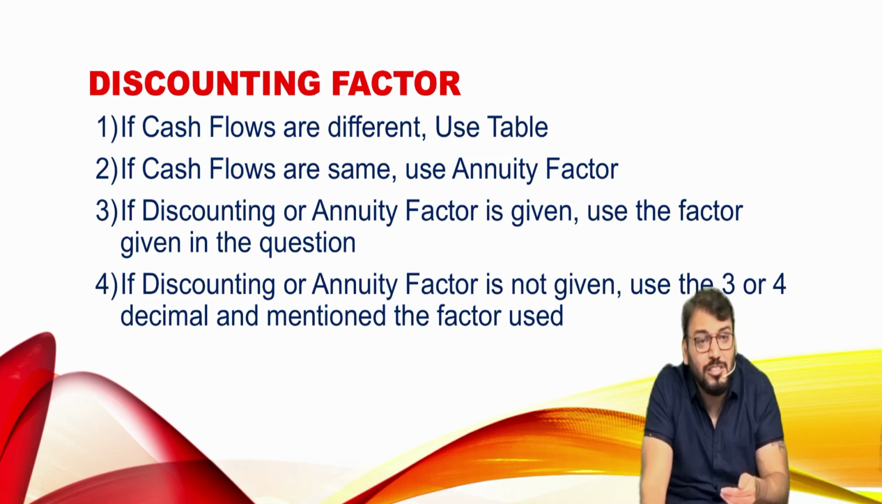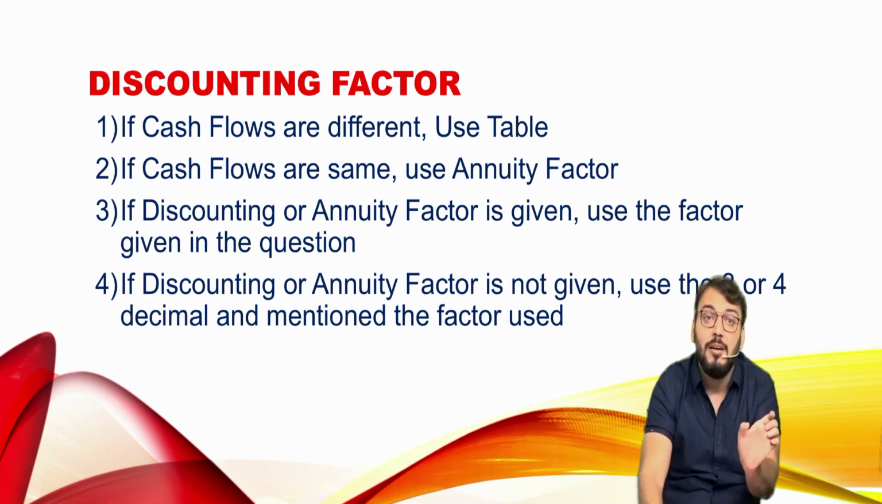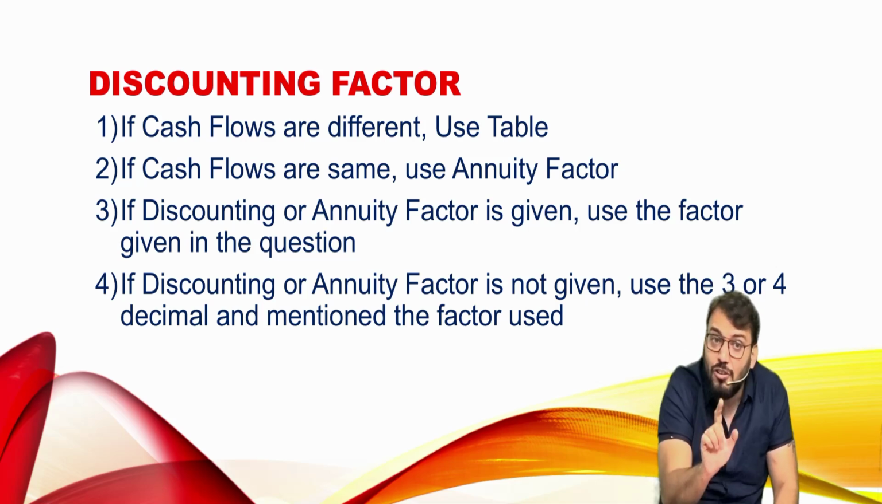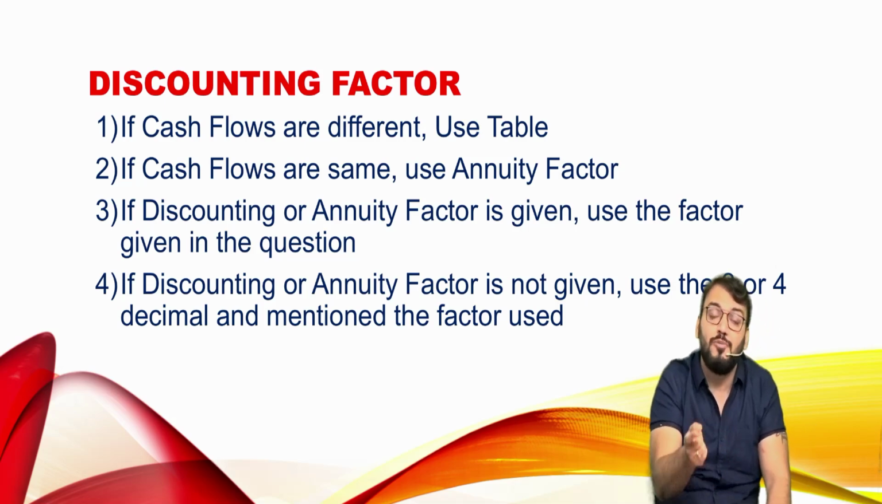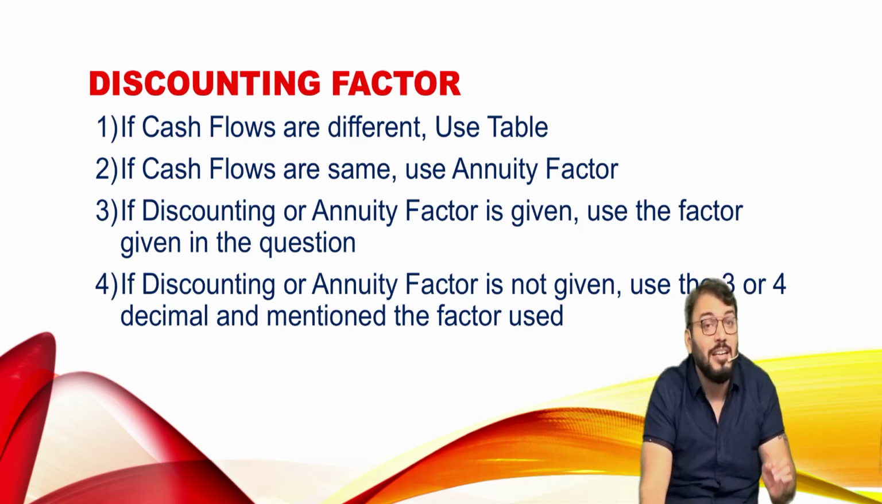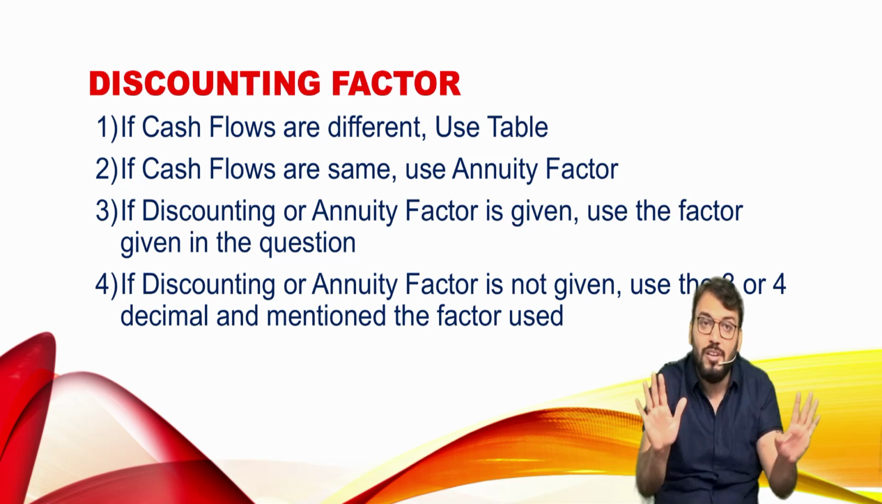Correct? Sometimes I have seen that students have mentioned a 4 decimal discounting factor, but they multiplied with the entire decimal discounting factor. That is not correct. If you have written 4 decimal, multiply with 4 decimal only. If you have written 3 decimal, multiply with the 3 decimal discounting factor. In that also marks can be deducted. So whatever you have used, write that down. Correct? Understood. Discounting factor is also over.